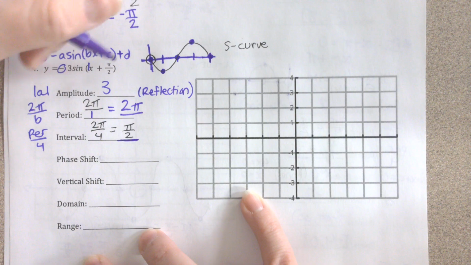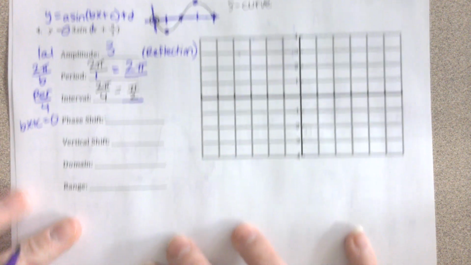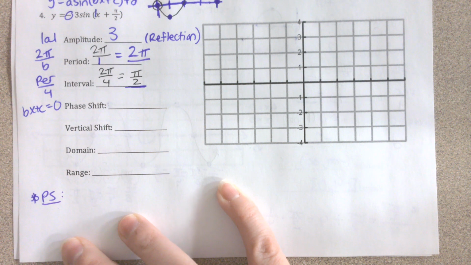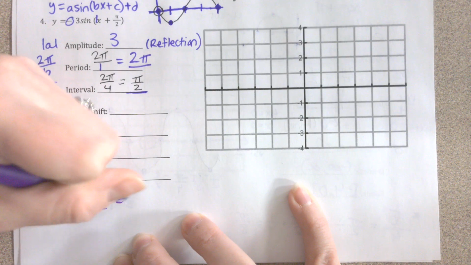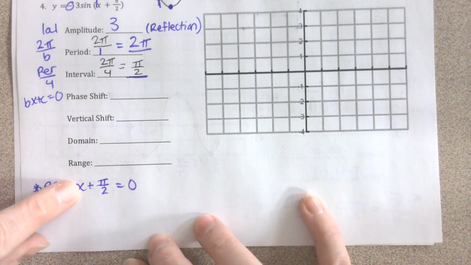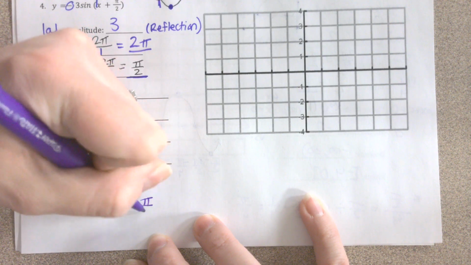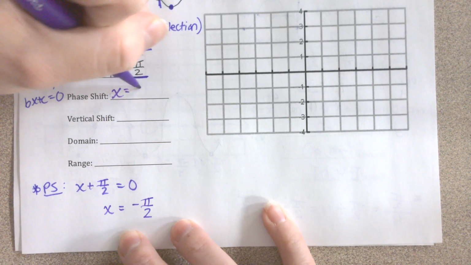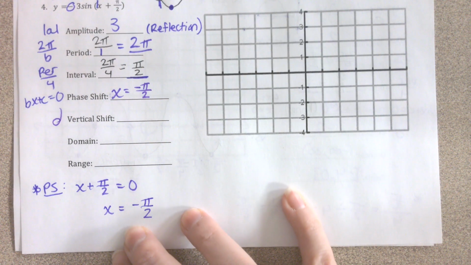Phase shift, put the bx plus c equal to 0. And this really doesn't require much work, but I'll come down here to do it. In the parentheses, I have x plus pi over 2. Set it equal to 0. Because of the fraction, some students like to get fancy with this. Don't overthink it. Get the x by itself. I need to move pi over 2 over here, so I'm going to subtract it. This will become negative pi over 2 on the right side. And we just have that. X equals negative pi over 2. That's our phase shift.